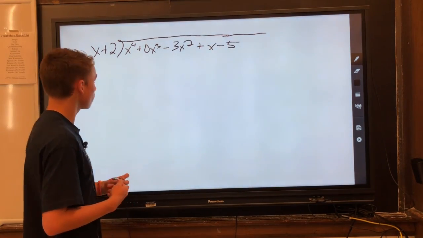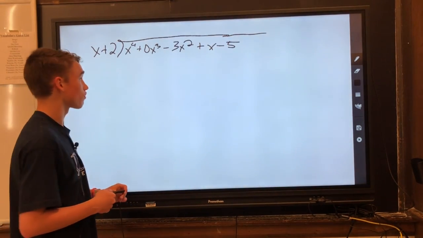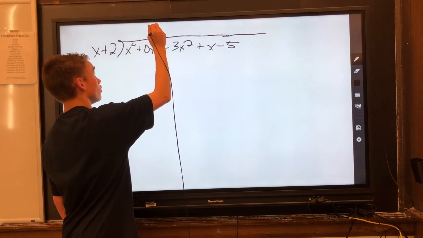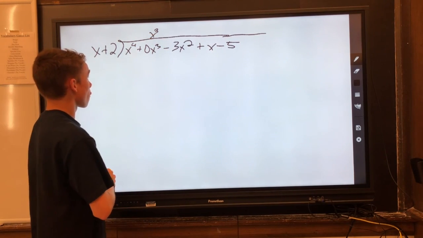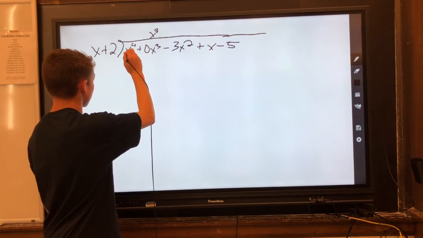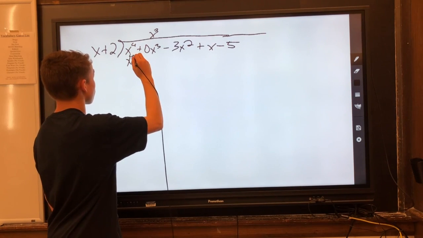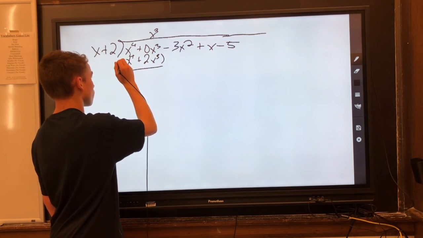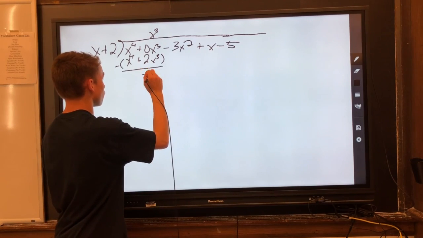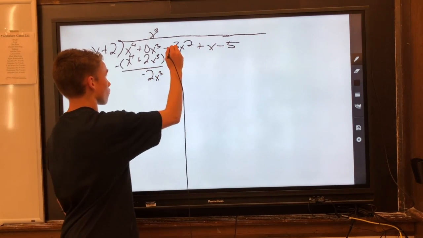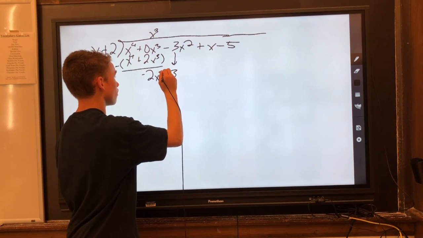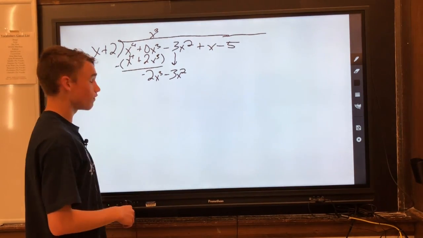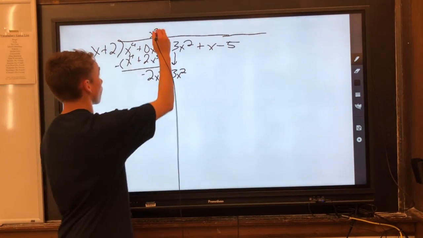Okay, so I'm assuming that you did it, but just to make sure you got it right, let's go over it. So how many times does x go into x to the 4th power? It goes in x cubed times. So that is equal to x to the 4th power plus 2x cubed. Subtract them, and you get negative 2x cubed. Drop down the 3x squared, so minus 3x squared. Ask yourself, how many times does x go into negative 2x cubed? Goes in negative 2x squared times.